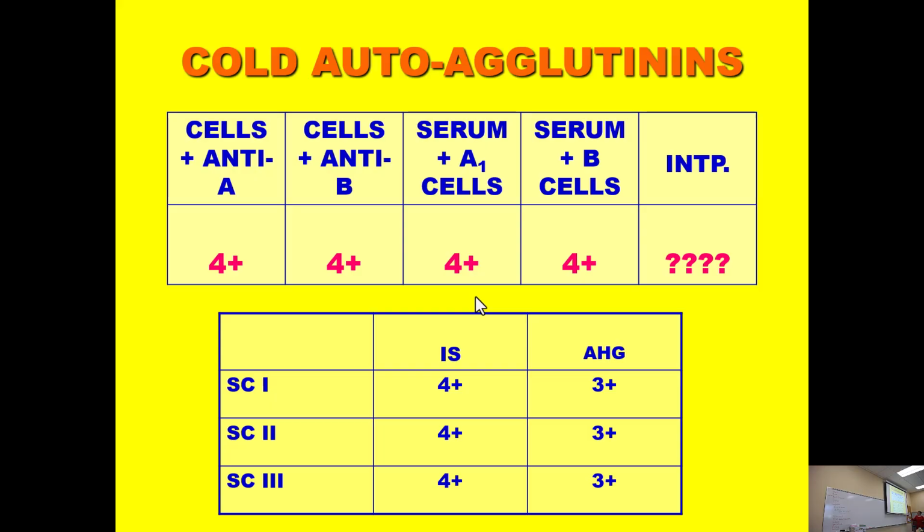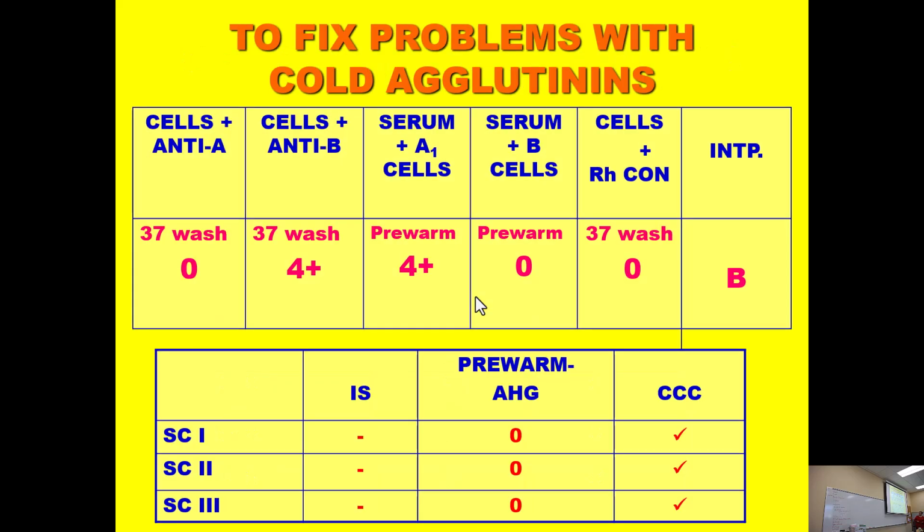Screens, 4+ intermediate spin, and then it gets a little bit better at AHG, but it doesn't warm all the way down because it only goes to a 3. So to fix problems with cold agglutinins, this is where we do the pre-warm. I've talked about it a couple times. We have a pre-warm procedure.